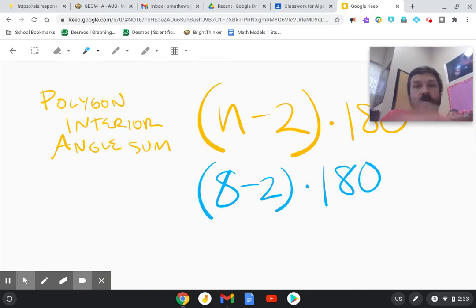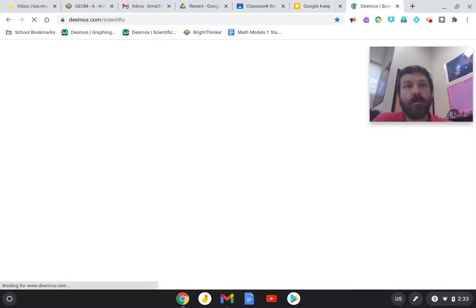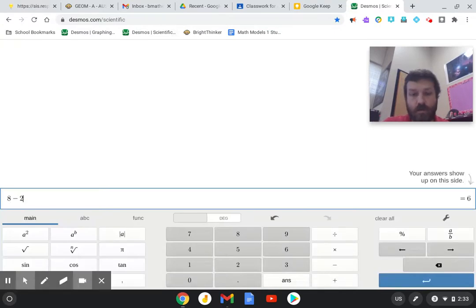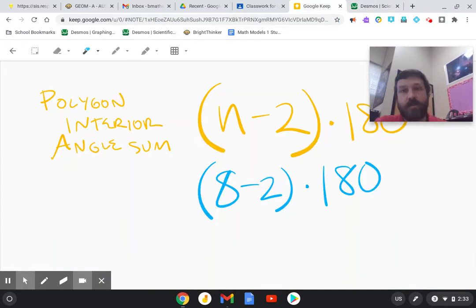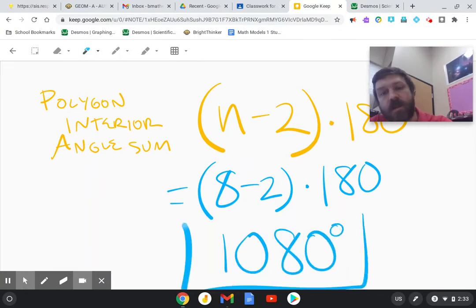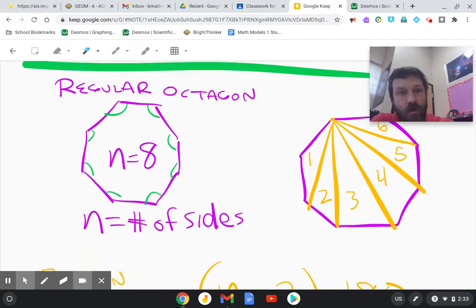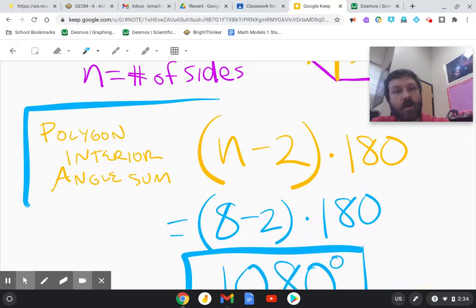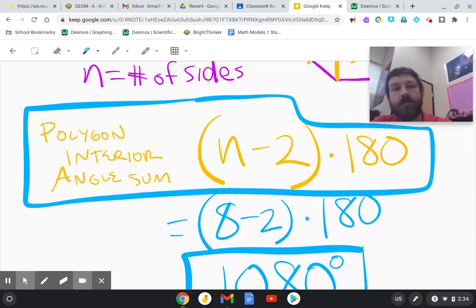So jump over to my calculator, and we're going to do 8 minus 2, and then we're going to take that number, which is 6, and multiply it times 180, and we get 1080. And so that means that for an octagon, it has a total angle measure of 1080 degrees. That means all those green angles that I marked have a total measure of 1080 degrees. So that's the formula for polygon interior angle sum.